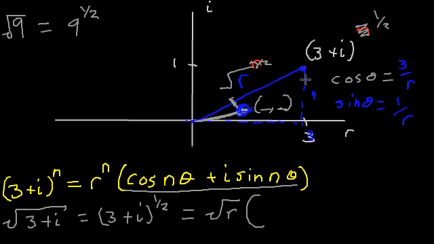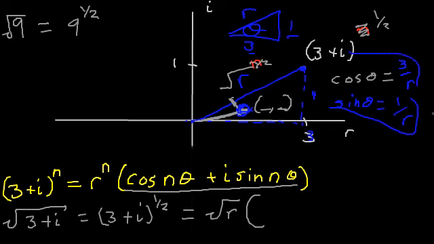So you have some triangle. Here, let's draw it really quickly, just in case. This is our 3, this is our 1, this is our r, this is our theta. So cos theta is adjacent, which is 3 over r. Sine theta is opposite, 1 over r. So we just wrote that there and there.